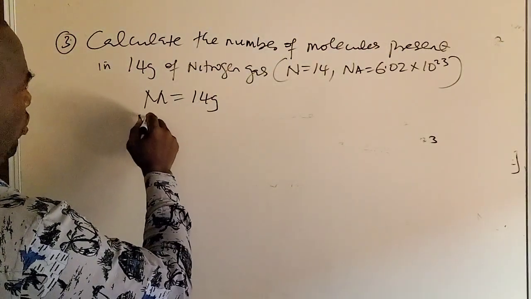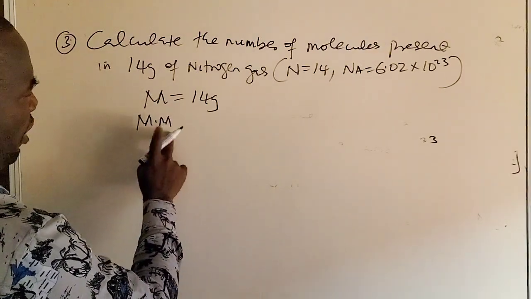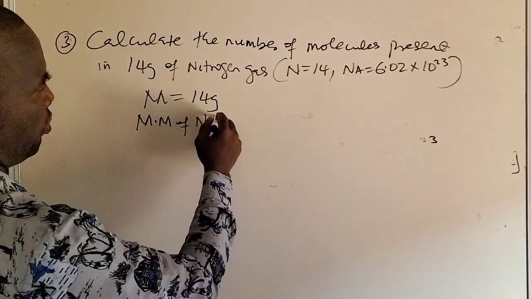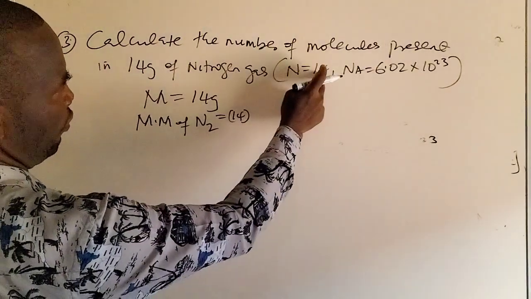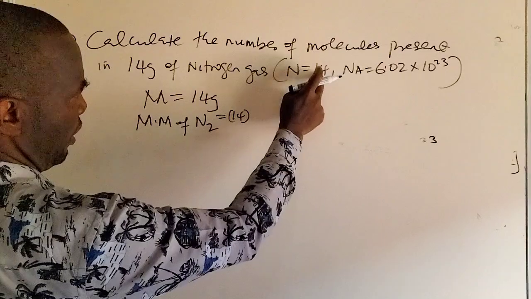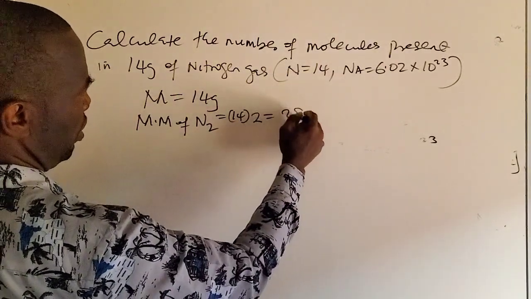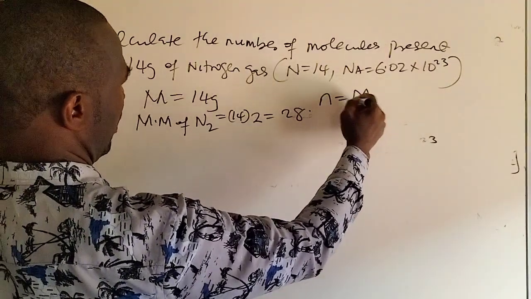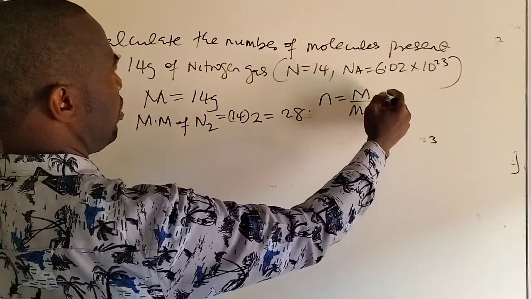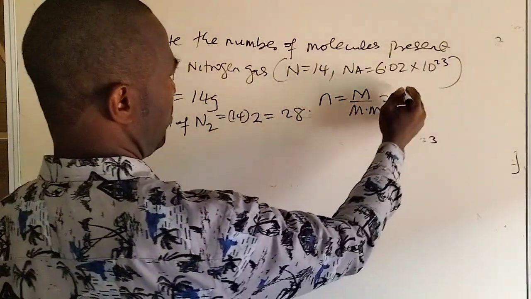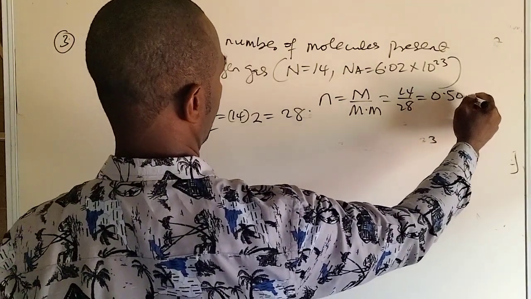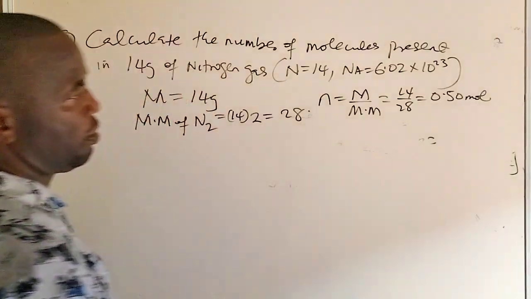We have to first of all find the number of moles of nitrogen in these 14 grams. So nitrogen is a molecule. We'll do for the molecular mass. Nitrogen's atomic mass is 14, multiplied by 2, which is 28. So number of moles of a molecule is given by mass over molecular mass or molar mass, which is substitution 14 grams over 28. That gives you 0.50 mole of the gas.